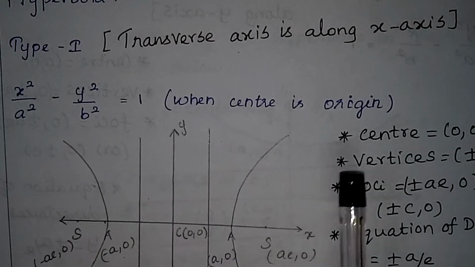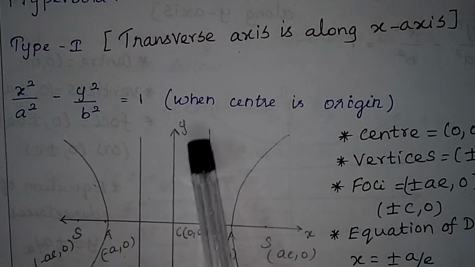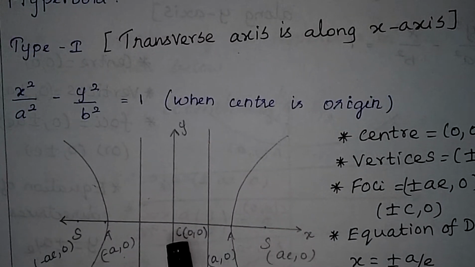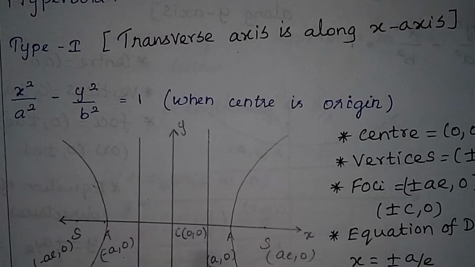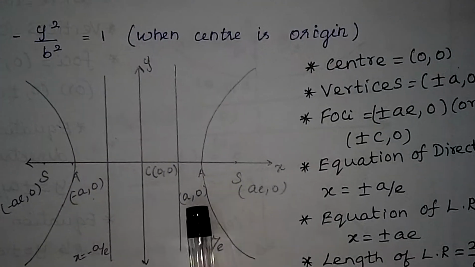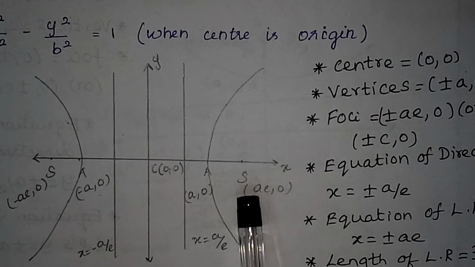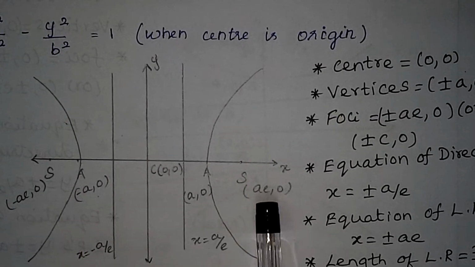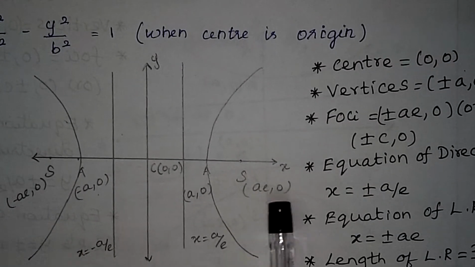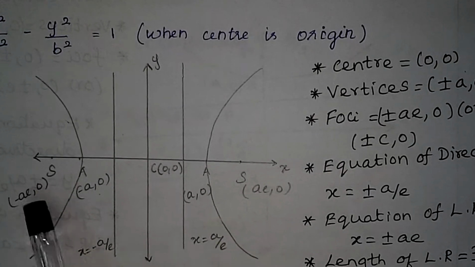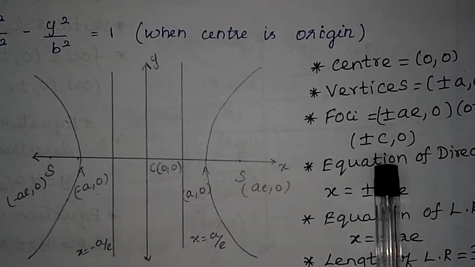Okay. And the diagram will be like this. X-axis, y-axis. The center is origin. The vertices are plus or minus a comma 0. That is a comma 0 here. Minus a comma 0. Then foci is plus or minus ae comma 0. Here we have ae comma 0. Here minus ae comma 0. This ae can be written as c also.